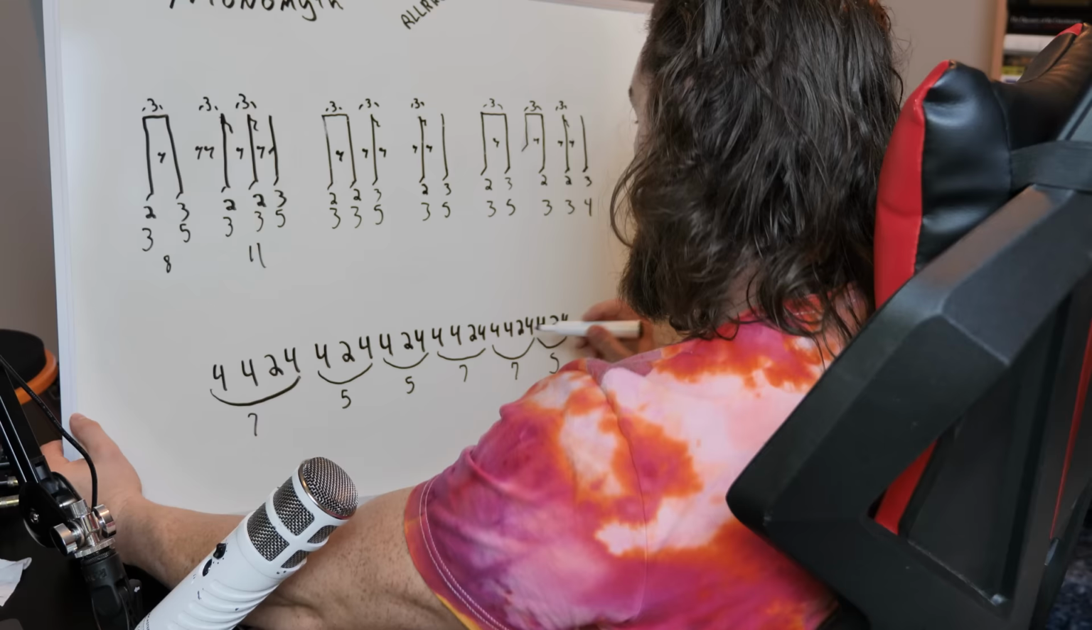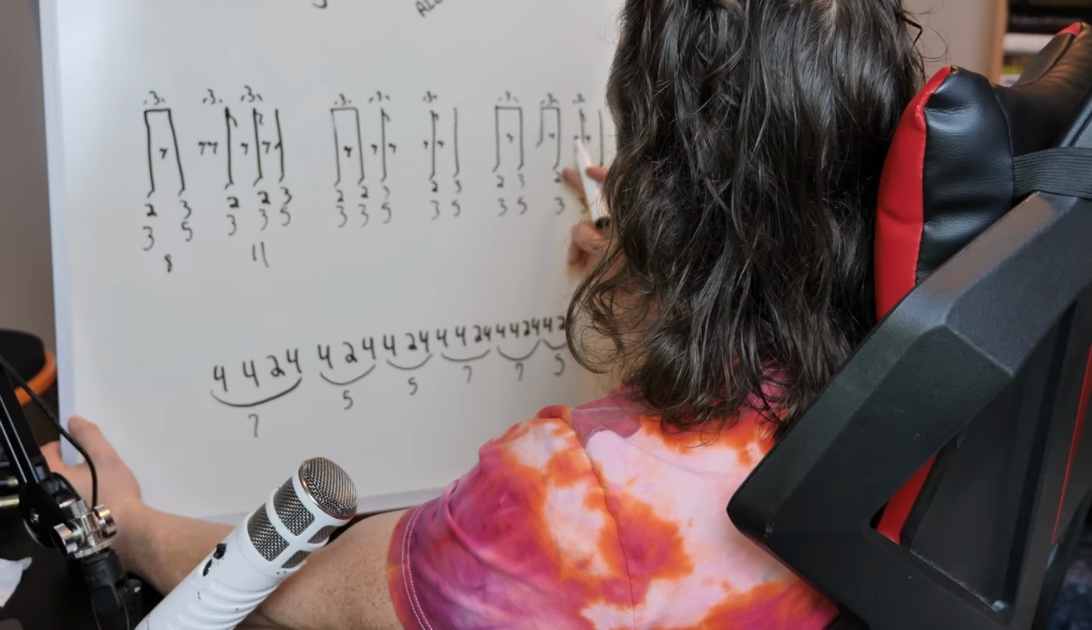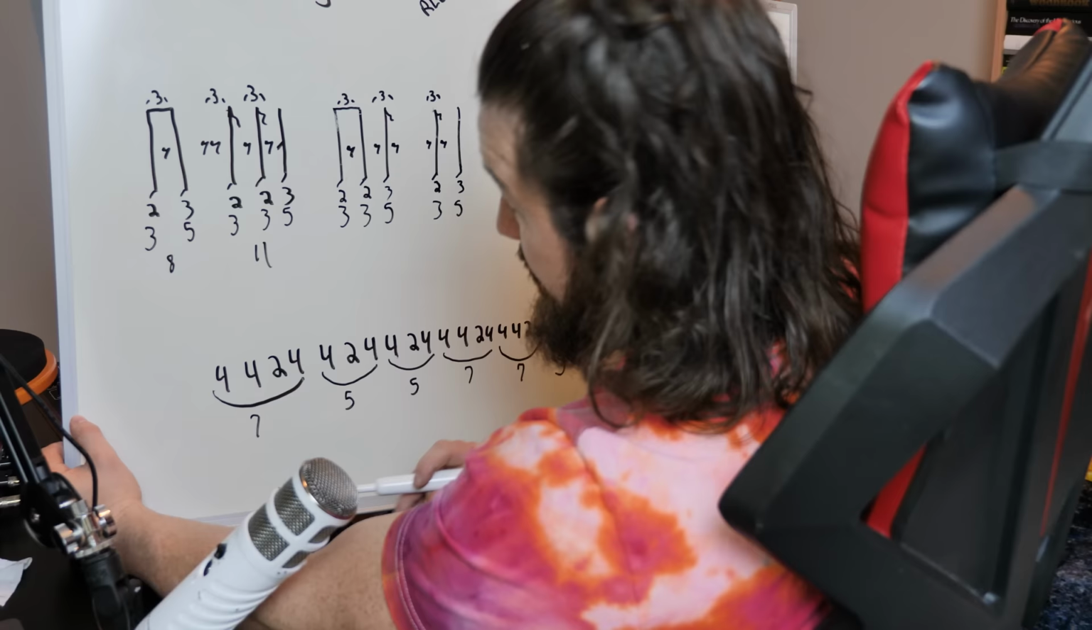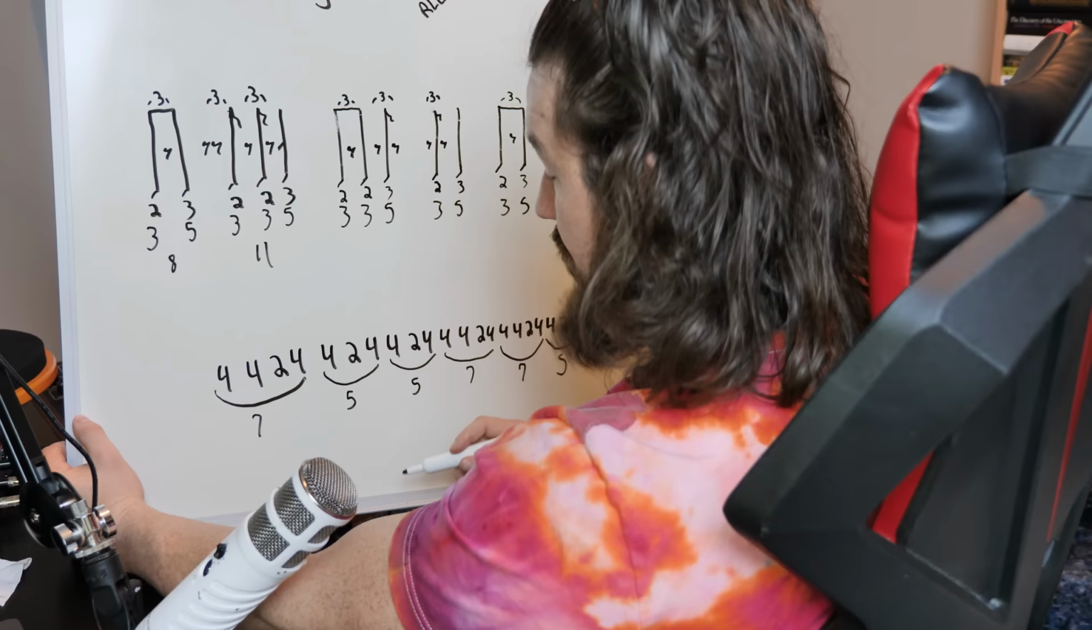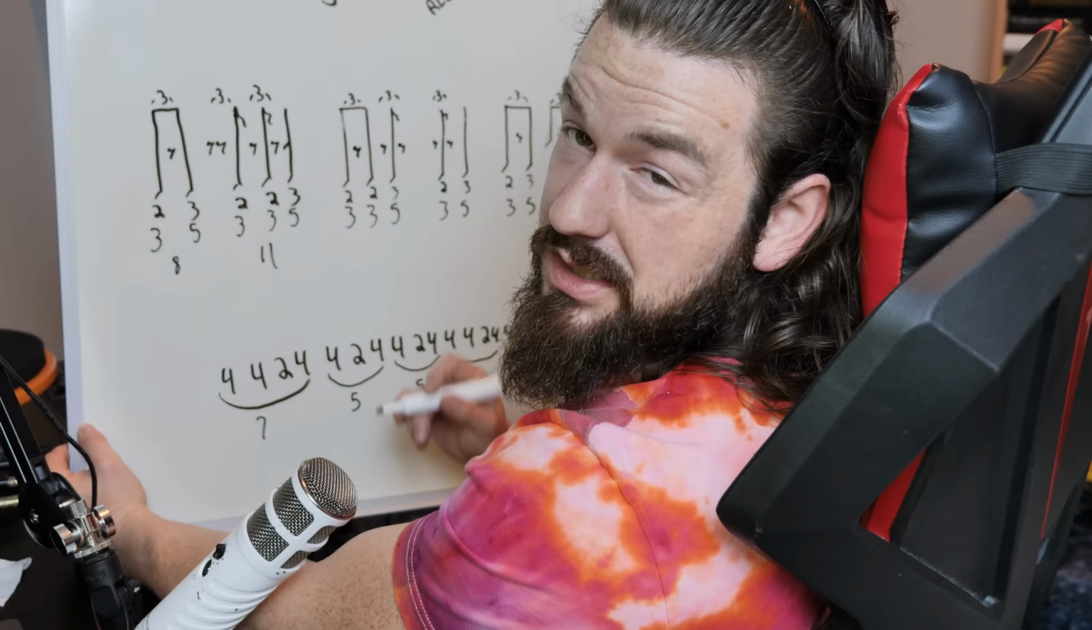And what do we have? We have the opposite. Instead of 5 7 7 5 5 7, we have 7 5 5 7 7 5. The only difference is that instead of twos and threes to make a five, we're basically using twice the amount. Okay, so 4 4 2 4 actually adds up to 14, but we're gonna basically simplify.